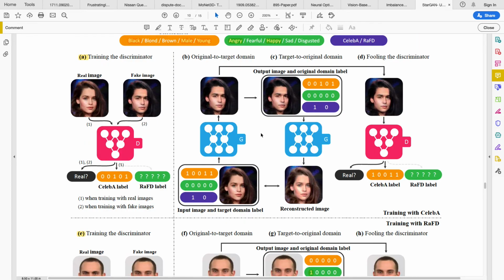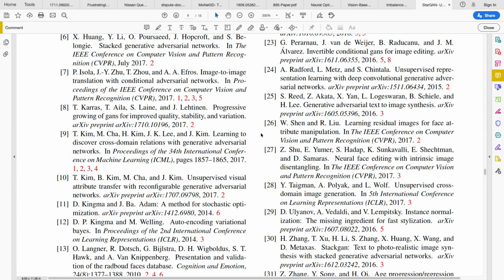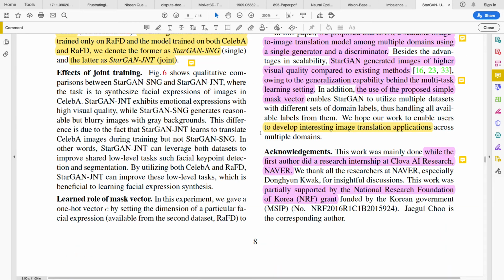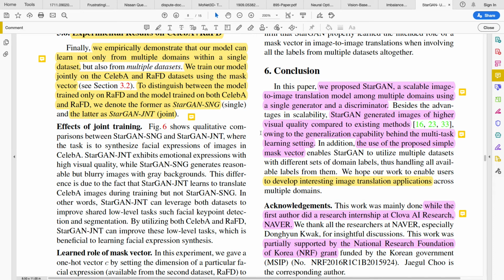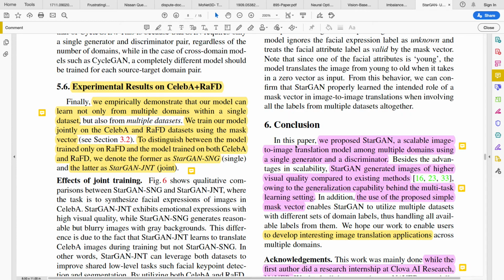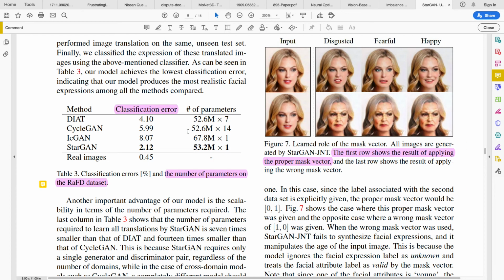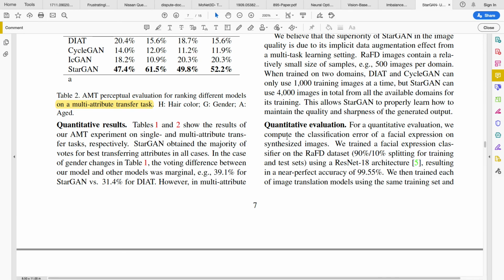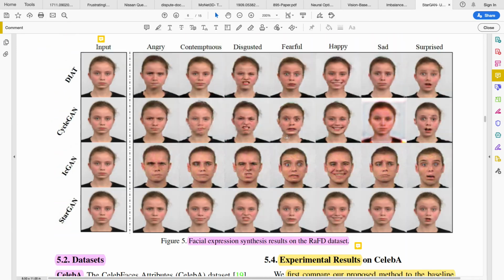It's an interesting work, and I hope I've been able to contribute to knowledge in understanding this little part of this paper.